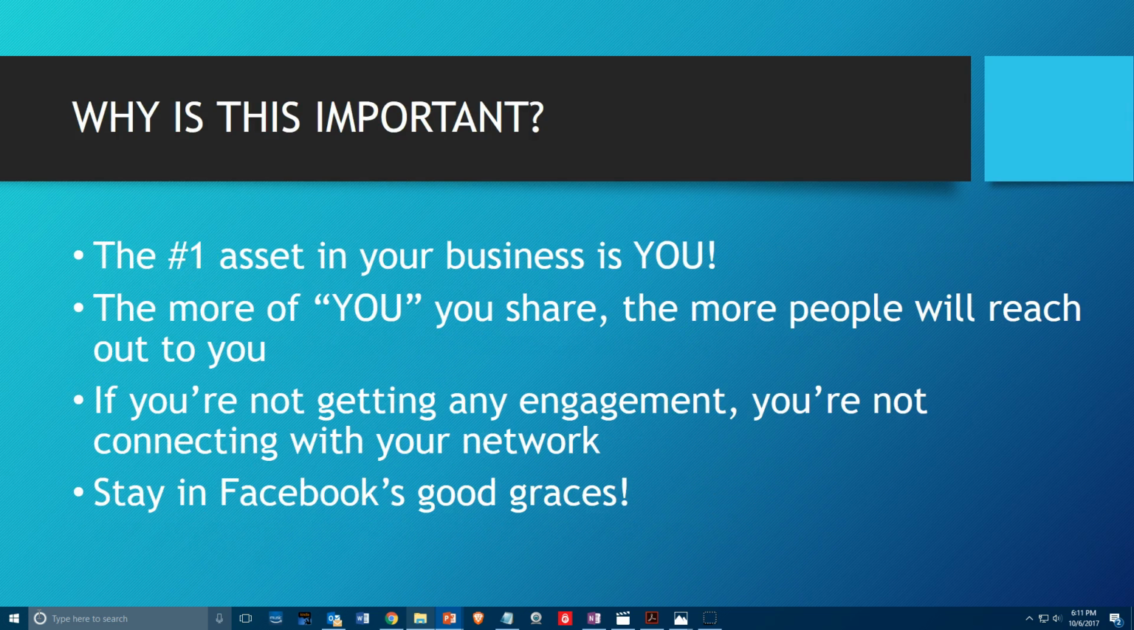Okay, and there's a really important reason why we need to get clear as to who we are first, in that the number one asset in your business is you. It is not your company, it's not the website, and it's not the compensation plan, because people do business with those who they know, like, and trust. And so what Jen taught, and this was the big takeaway I got from her, is the more of you share, the more people will reach out to you.